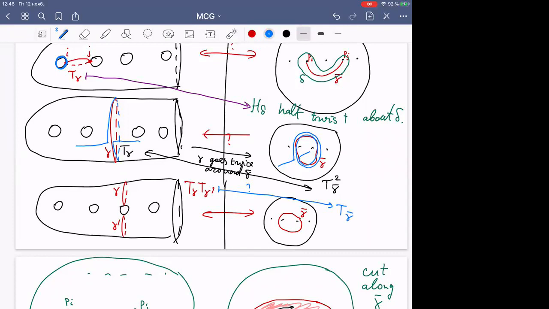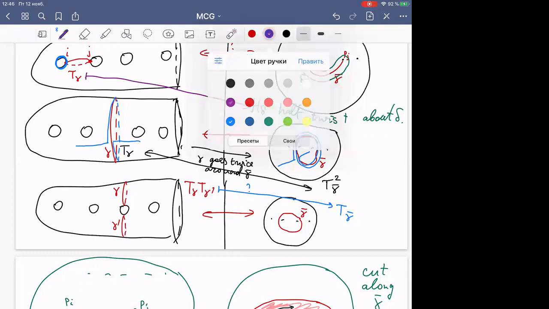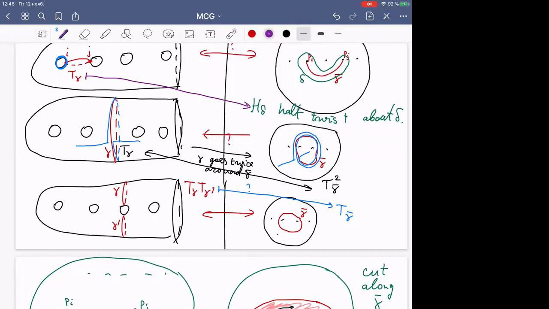The correct answer is Dehn twist without square. The matter is that it was not very good here to start with the test curve upstairs. It is better to start with the opposite direction, to think in the opposite direction. Let us start with a test curve here, downstairs.